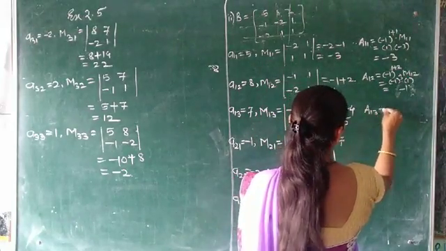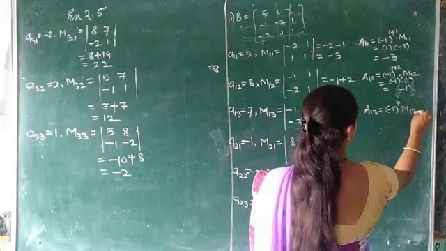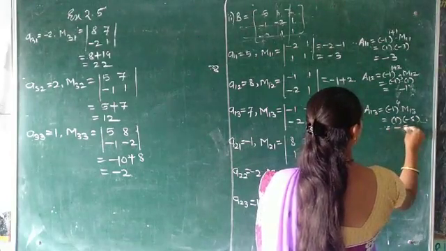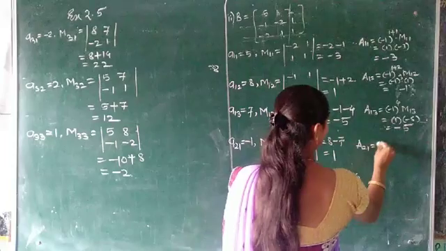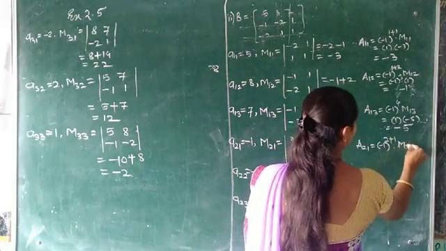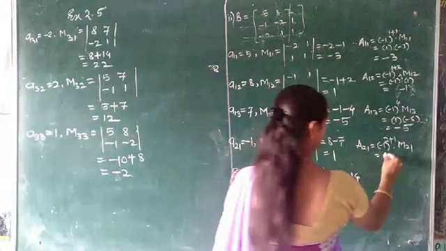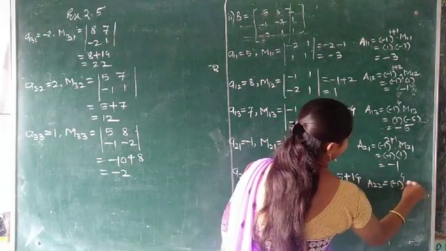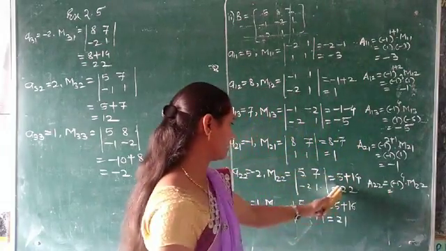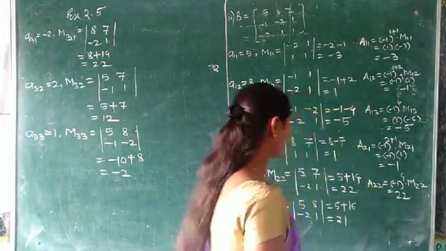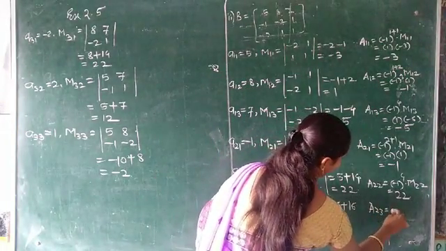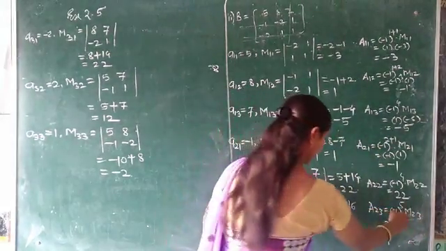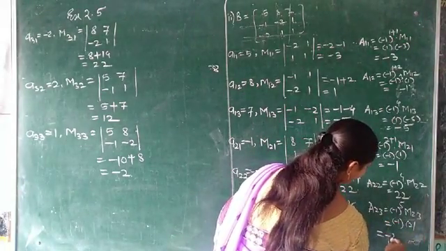Next, A13 is minus 1 raised to 1 plus 3, 4 into M13. Minus 1 raised to 4 is 1 and M13 is equal to minus 5. Next, A21 is minus 1 raised to 2 plus 1 into M21. Minus 1 raised to 3 is minus 1 and M21 is plus 1, therefore it is minus 1. A22 is minus 1 raised to 4 into M22. Minus 1 raised to 4 is plus 1 and this is 22. So A22 is 22. Next A23 is minus 1 raised to 5 into M23. Minus 1 raised to 5 is minus 1 and M23 is equal to minus 21.